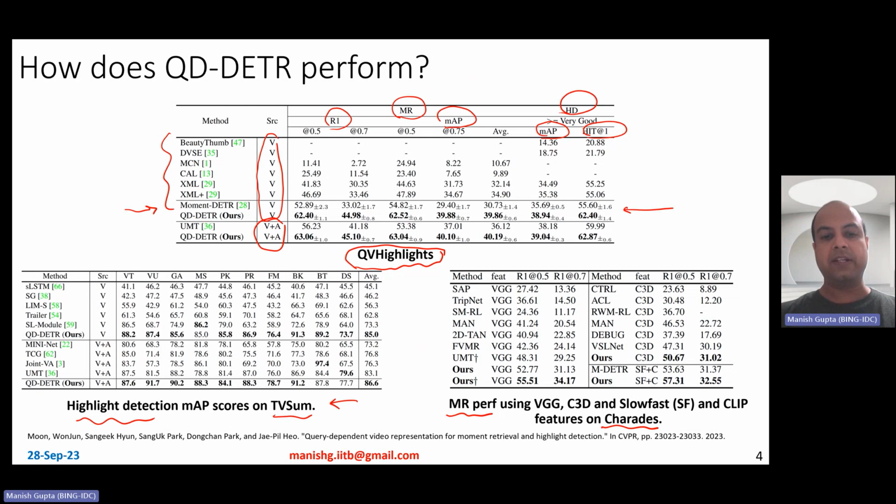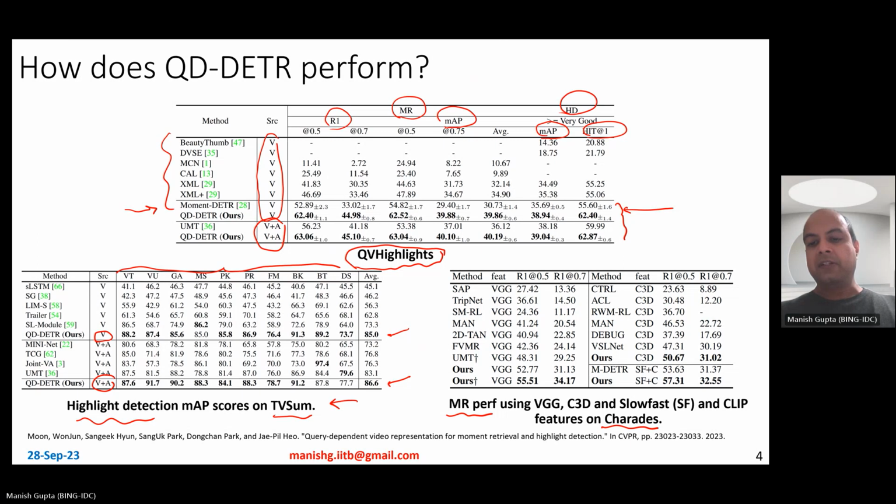Now, highlight detection. So here are highlight detection mAP scores on TVSum. And what you observe is that whether you look at QVHighlights or you look at TVSum, the proposed QD-DETR model performs really well. So for the TVSum dataset, there are several categories of videos, and you observe that across most of those categories, the QD-DETR model performs best, both in the video and video plus audio setting.